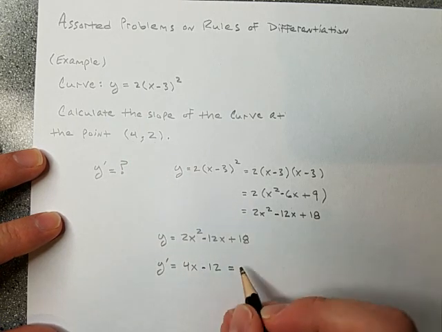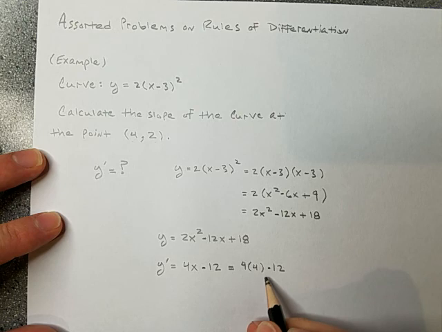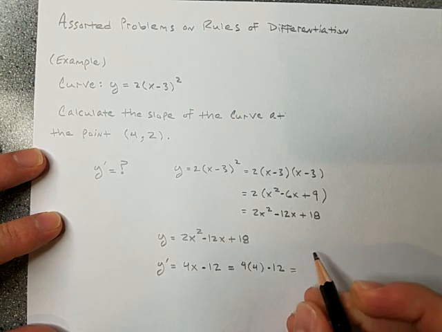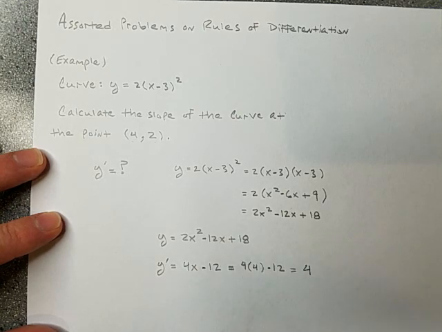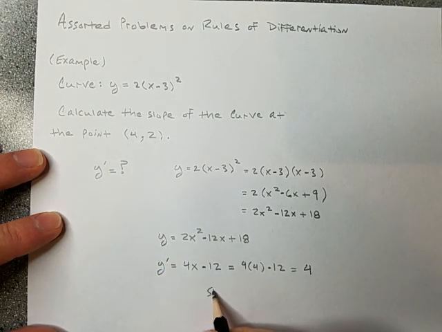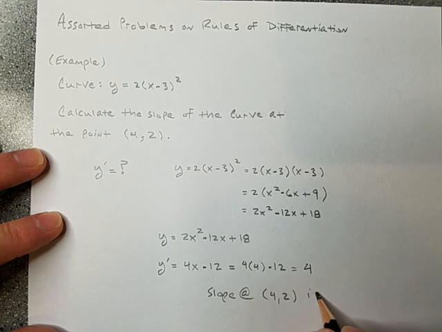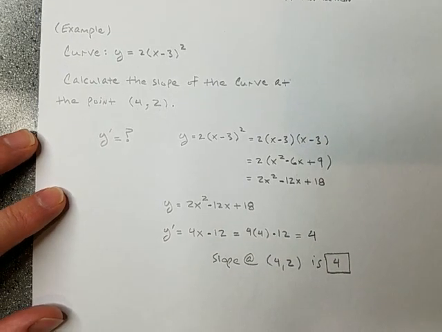All right. So I'm going to get 4 times 4 minus 12. So that's 16 minus 12, and so that will be 4. So the slope at that particular point is 4. Just for completeness, I'll say the slope at the point 4 for x, 2 for y is 4. Now I like to put a box on my answer to say that's what I'm committing to for an answer.